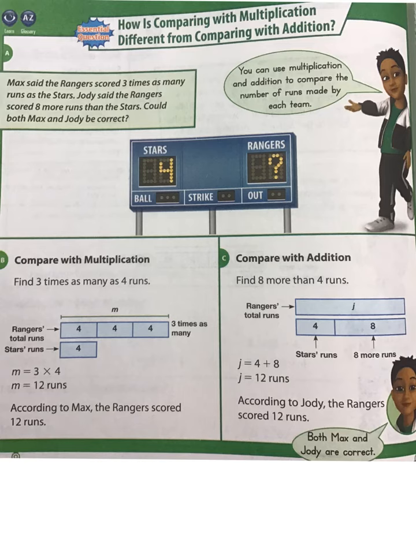Today we are going to learn how comparing with multiplication is different from comparing with addition.